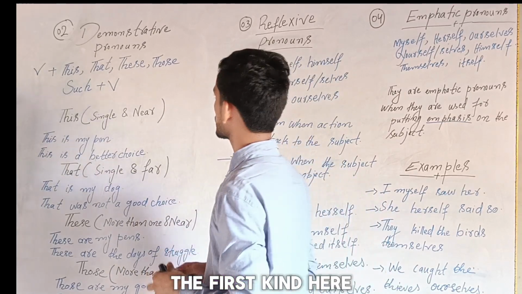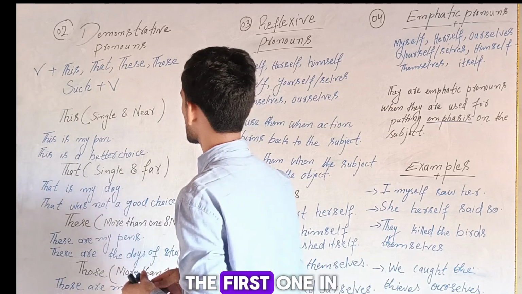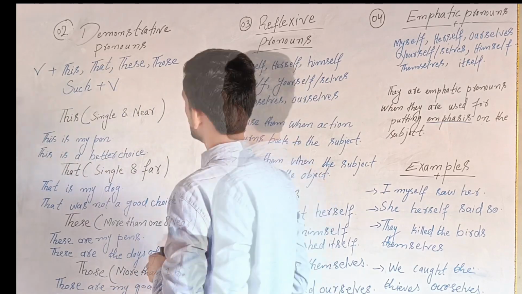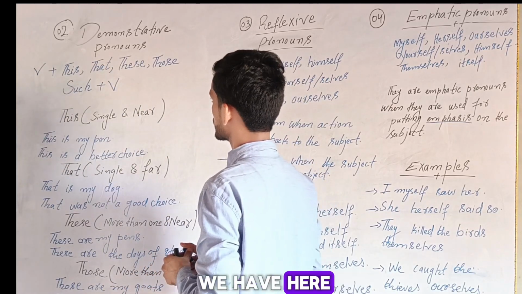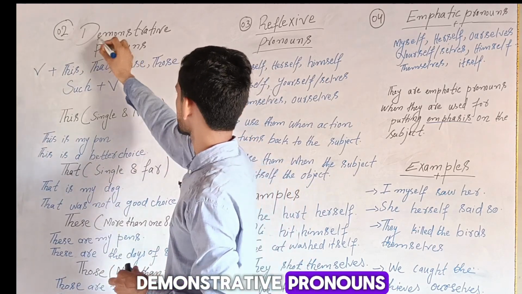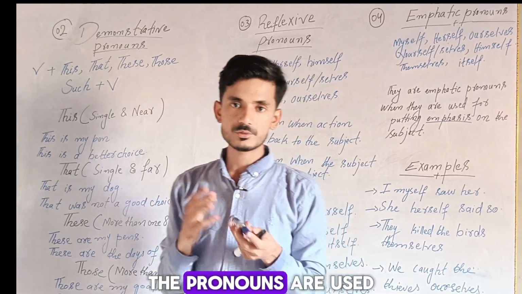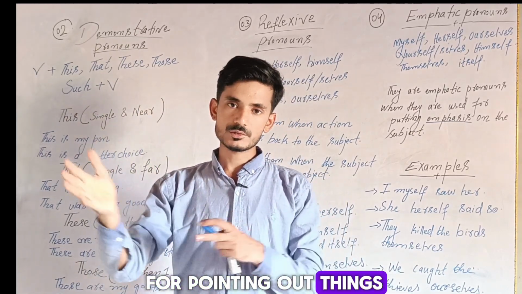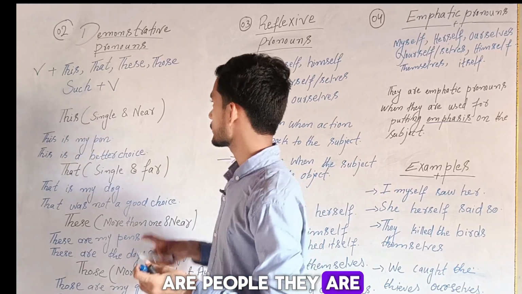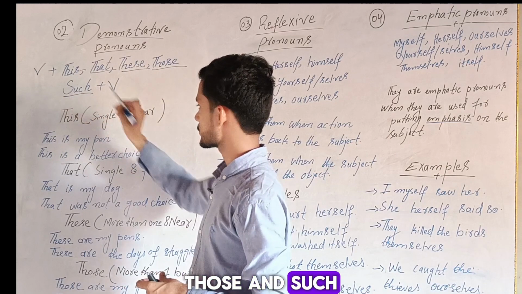The first kind here that we have written is actually the second kind. We have already covered the first one in our first video. The second kind that we have here is the demonstrative pronoun. Demonstrative pronouns are used for pointing out things or people. They are this, that, these, those, and such.